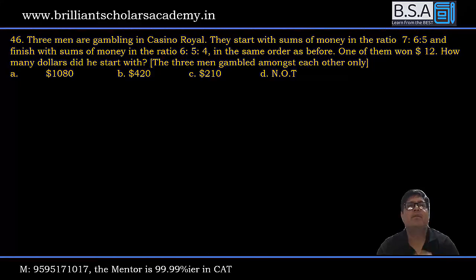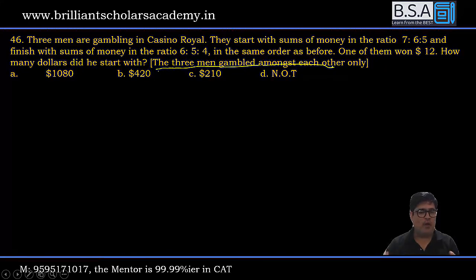The most important part here is this. These three men are gambling amongst each other. So if you and two of your friends are gambling, the money is moving among the friends. So what does not change? The total money does not change, because three people are there. They are gambling with each other. So whatever bets they place, whatever win or loss happens, the total remains the same.